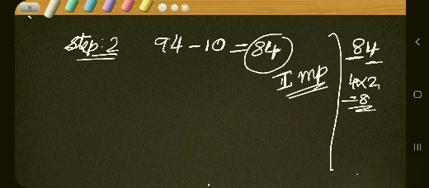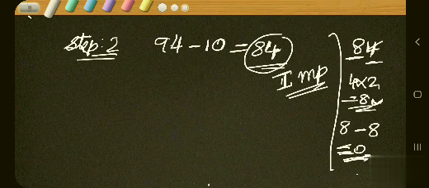From the number formed by the rest of the digits, 8, we have to subtract this product, that also 8. So 8 minus 8, what is the final answer? 0. If the final answer is 0, we can say that the given number 84 is divisible by 7. Understood? So what can we say? Since 84 is divisible by 7, the given number 945 is also divisible by 7.